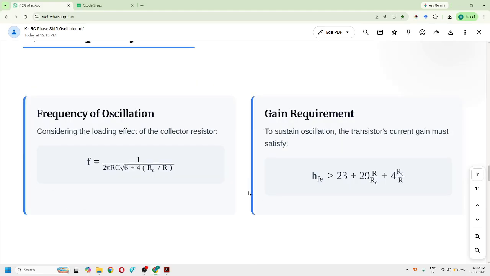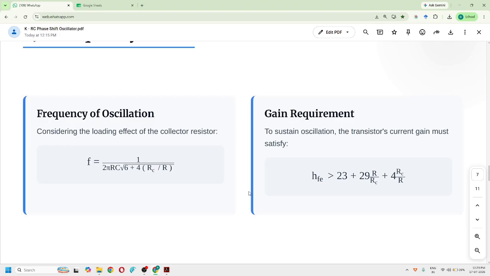So what is the frequency of oscillation for this? The formula is F equal to 1 by 2 pi RC root of 6 plus 4 of RC by R, or generally 1 by 2 pi root 6 RC. If R and RC are the same, you will have root 6 RC. Sometimes the RC value is very high and R is minimum, so we can neglect it.